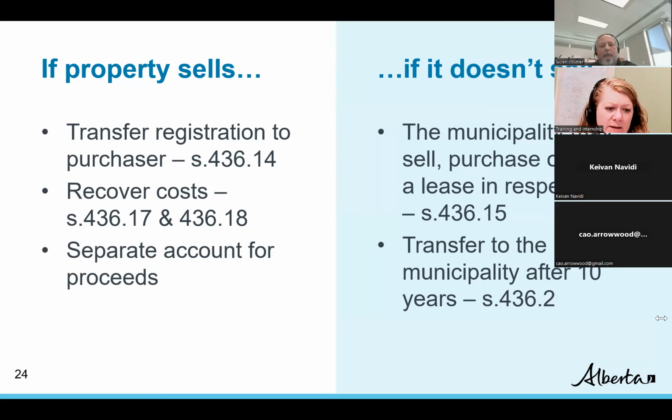And they can sell it various ways, including direct sale, sale by tender, or sale through a real estate agreement. Or if the municipality wants to use it for its own purposes, they can purchase it outright or grant a lease in respect of it. And then in this situation, after 10 years, the municipality becomes the owner free and clear of encumbrances.